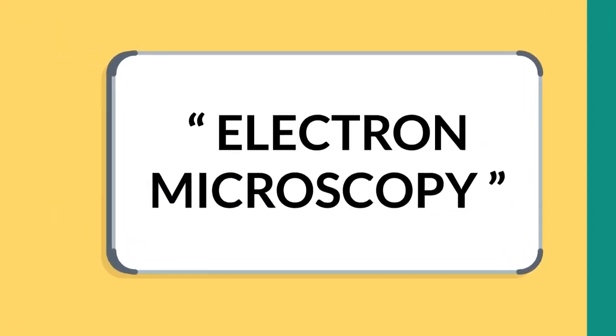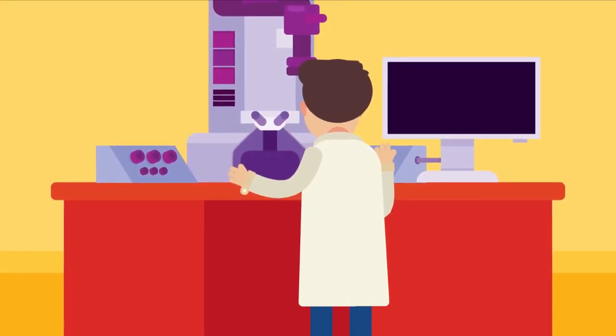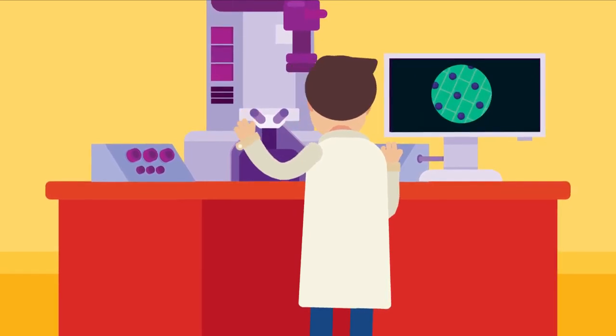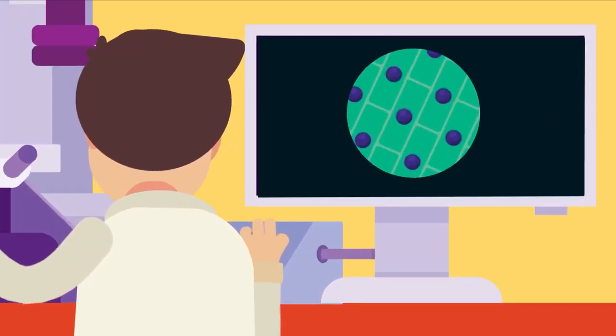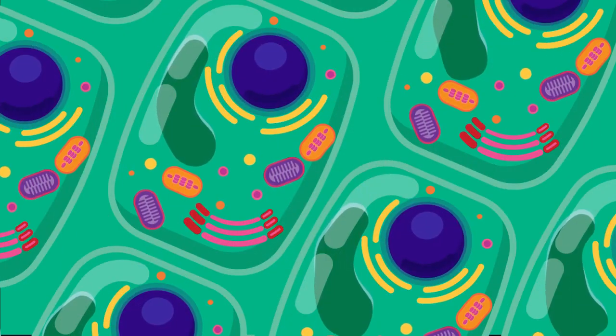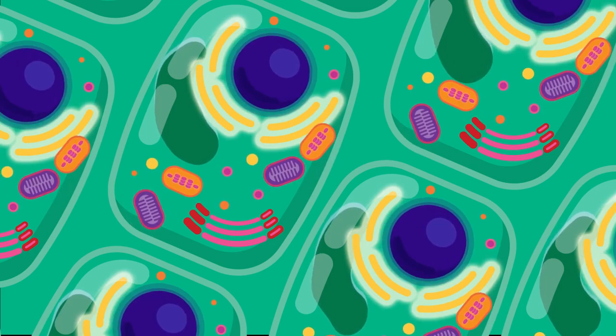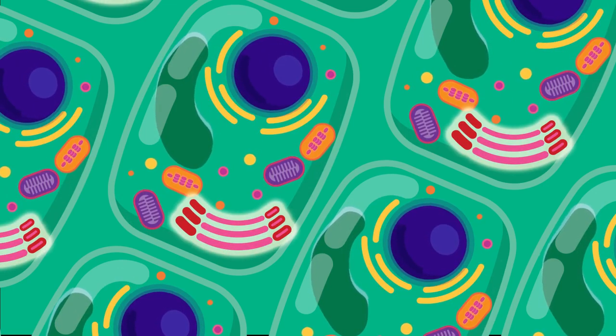Electron microscopy. Then came the electron microscopes, which made our microscopic world more detailed. Due to the electron microscopes, we not only saw the cell wall, the nucleus, and the cytoplasm, but we also saw the more minute organelles like the mitochondria, endoplasmic reticulum, and the Golgi apparatus.